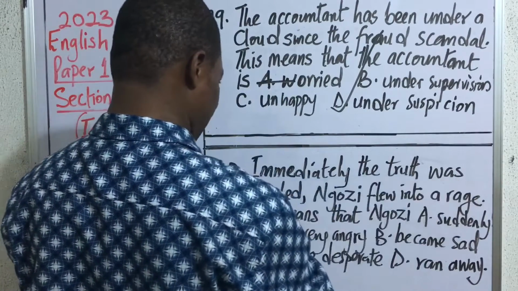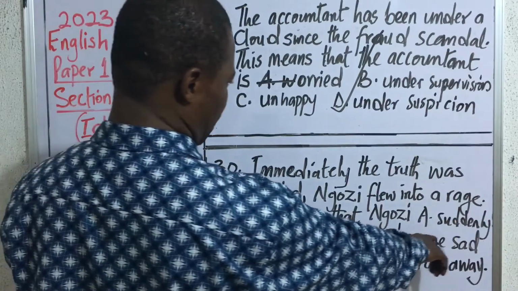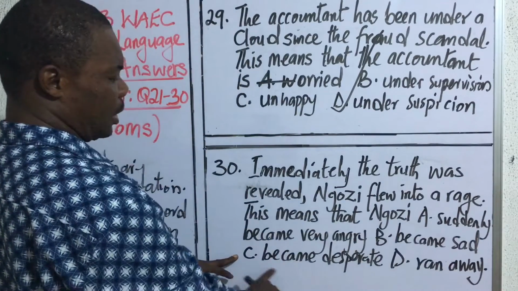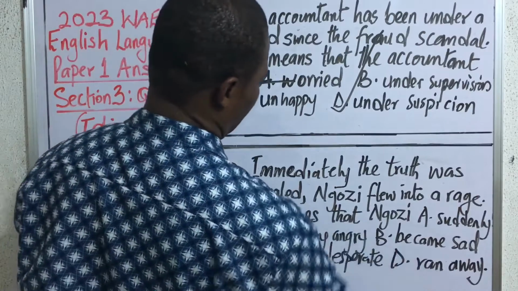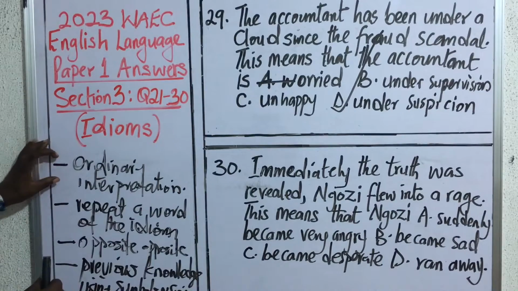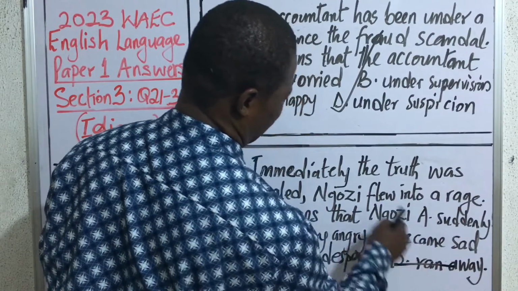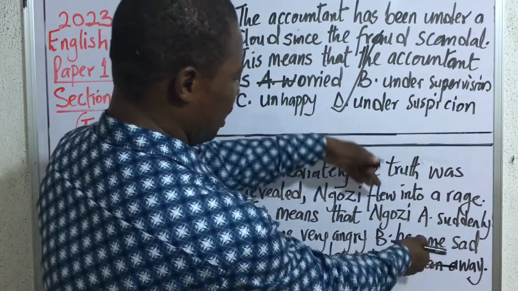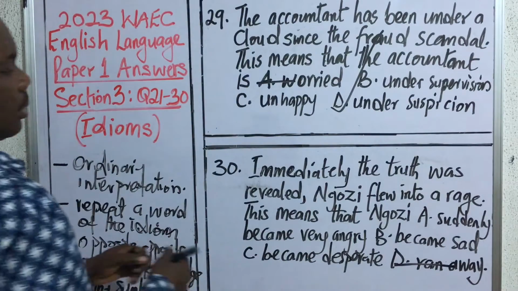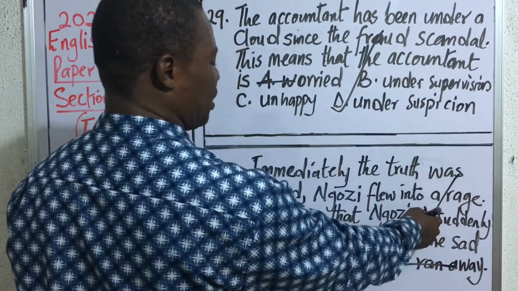Immediately the truth was revealed, Ngozi flew into a rage. This means that Ngozi A, suddenly became very angry, B, became sad, C, became desperate, D, ran away. Good. If you look at this question very well, you can start with the first one, ordinary interpretation. So if they say flew into a rage and you say ran away, so flew, ran. No, they don't collocate. It's like an ordinary interpretation of the idiom. So option D can go. And of course, the correct answer to this question is suddenly became very angry, which is A.